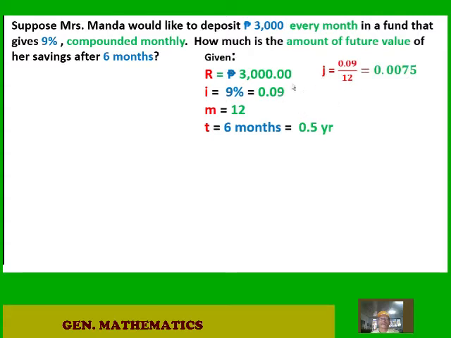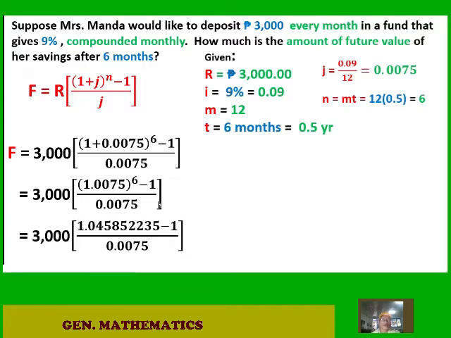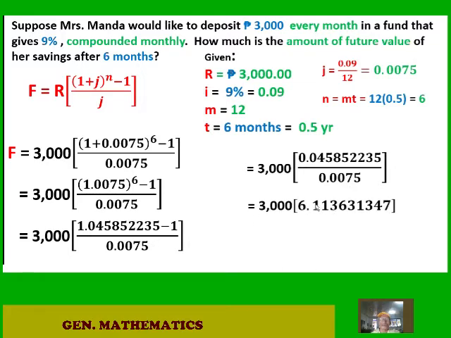Okay, J is I over M. N is M times T. So 12 times 0.5. So using the formula for the future value, R is 3,000. Substitute J, this value, N 6. Then simplify. Then raise to the 6th power. Then subtract 1. Then divide by the denominator 0.0075. Then multiply by 3,000. F is equal to 18,340.89 pesos. So the same value as we obtained using the previous solution.